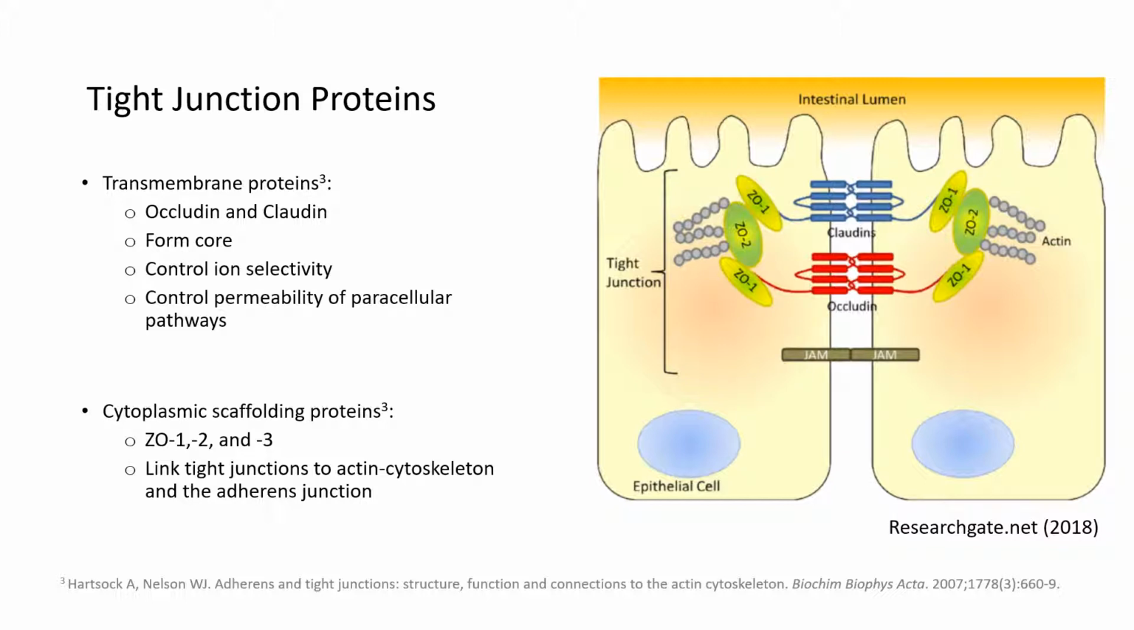And occludins are localized through phosphorylation in both epithelial and endothelial cells. And these proteins are usually regulated by kinases and phosphatases. And your ZOs 1, 2, and 3 are directly bound to your occludins.